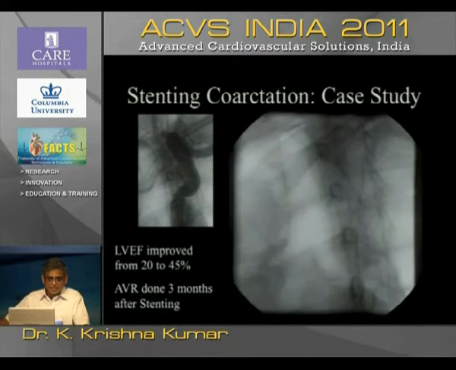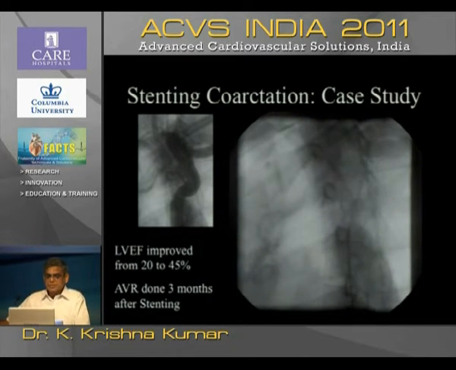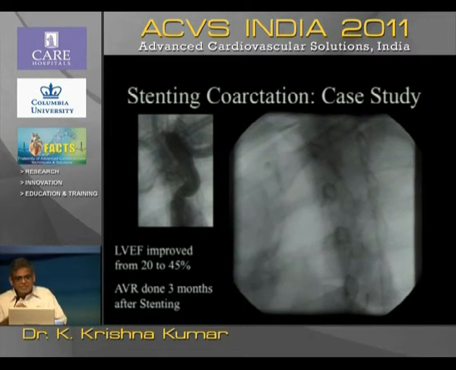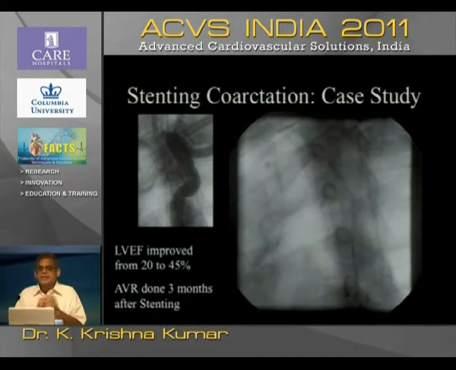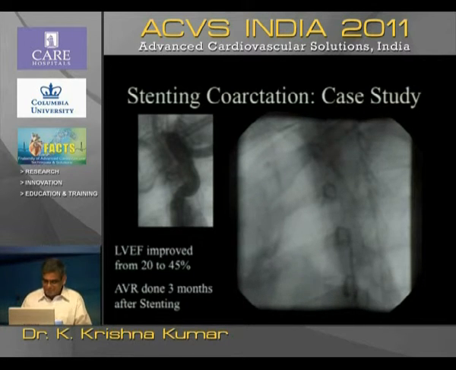He improved dramatically and underwent aortic valve replacement 3 months after the stenting. So in this particular case, stenting allowed us to eliminate gradients, which was very important for this patient.